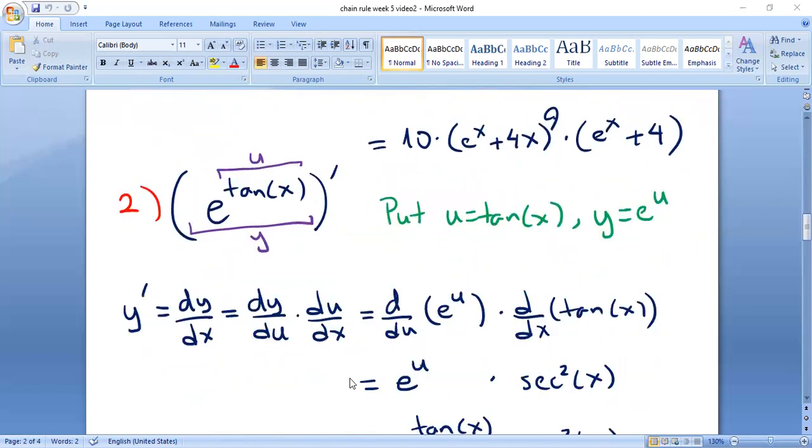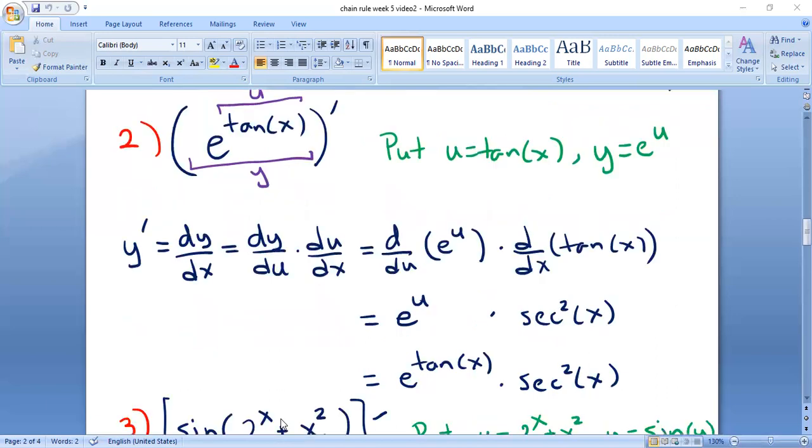Second example, let's say the derivative of e to the tangent x. The first function which happens to x is the tangent. The tangent of the input is taken, so that's u. And then the second function that happens is writing this tangent x as a power on e, the exponential function. So that's y. Now, if you write the chain rule, y with respect to u times u with respect to x, so e to the u with respect to u is e to the u. Tangent x with respect to x is secant squared. So we put u equals tangent x back, and e to the tangent x times secant squared x is the result.